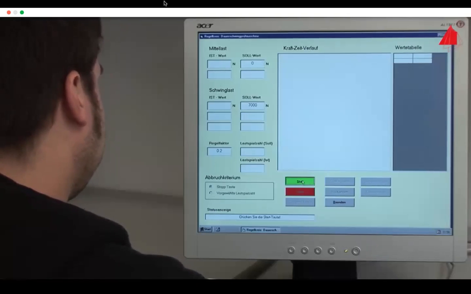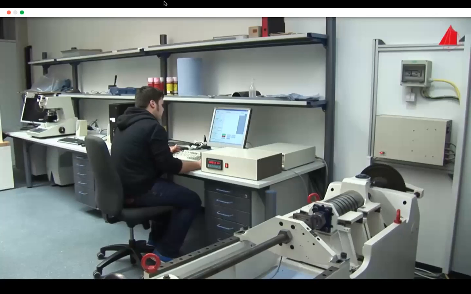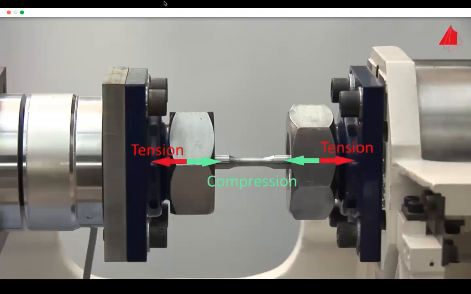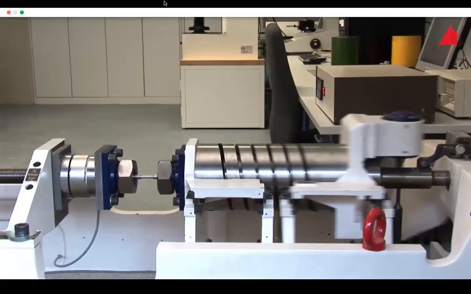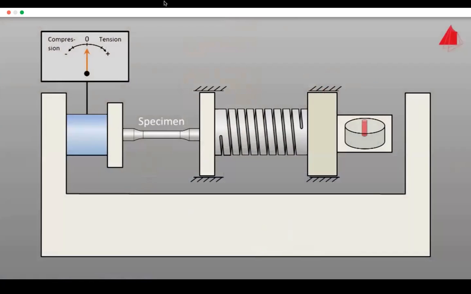A click on the start button and the testing machine begins to stress the specimen periodically. Our fatigue testing machine is equipped with a mechanical resonance drive. The specimen is connected at its left grip via a load cell to the machine frame. At the right grip, a spring is mounted, and there in turn, a mass. An imbalance stimulates the mass to vibrate.